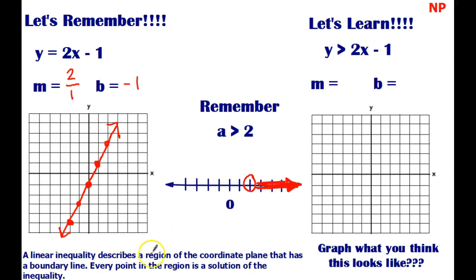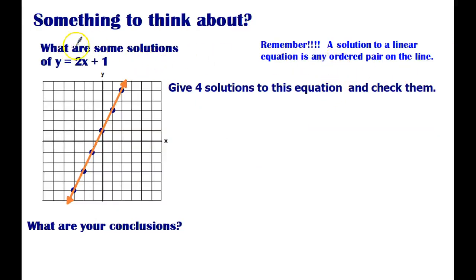A linear inequality describes a region of the coordinate plane that has a boundary line. Every point in the region is a solution. So we're about to see this. So something to think about. What are the solutions of y equals 2x plus 1?